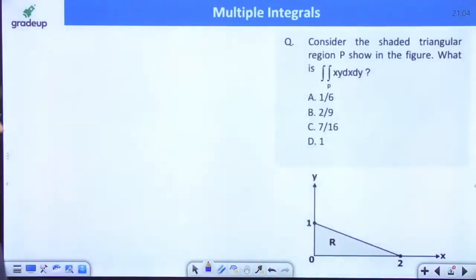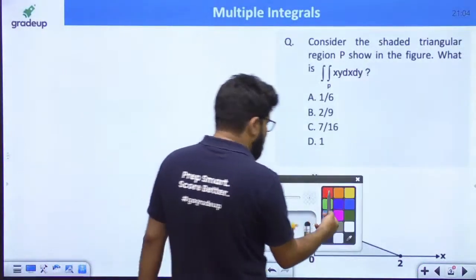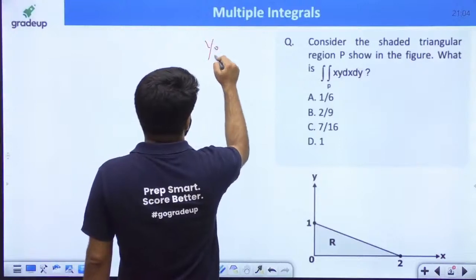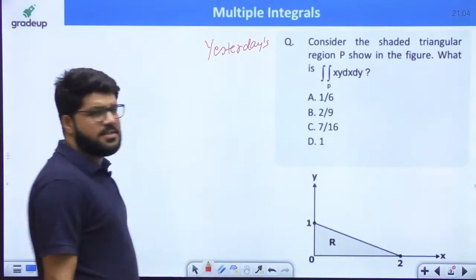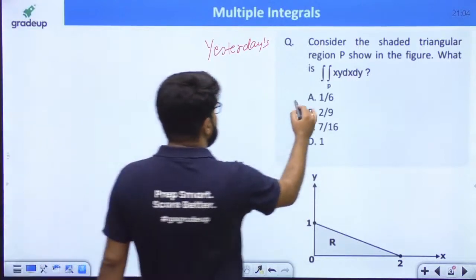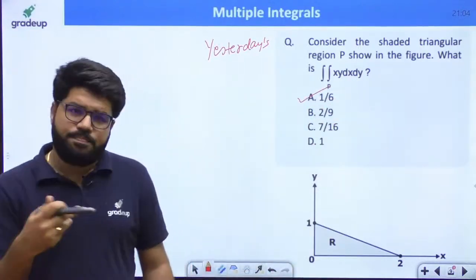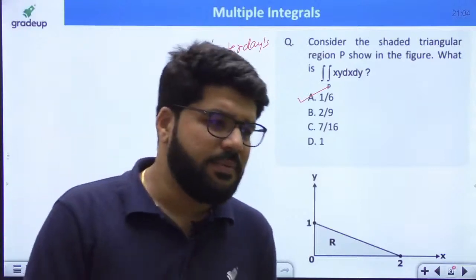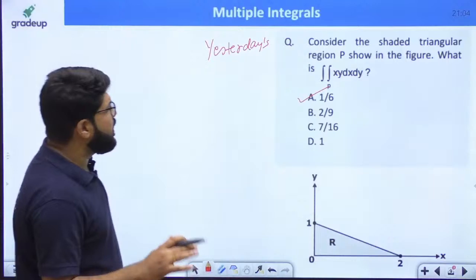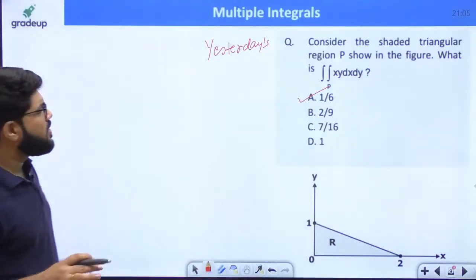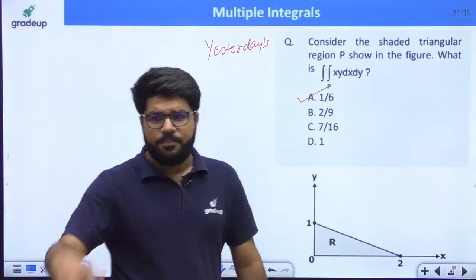Right, let us get started guys. So this is yesterday's question, which we have already solved. I'm just picking up from yesterday's point. The answer is 1 by 6, as we discussed yesterday. Consider the shaded triangular region shown in the figure. What is the double integral of xy dx dy?